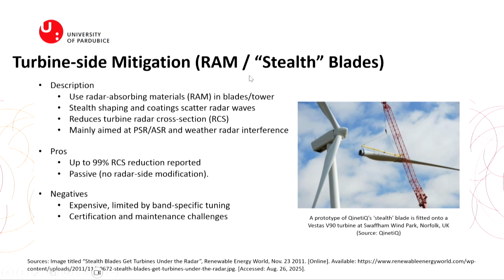So first we start with materials. It is radar absorbing materials, RAM, in blades and tower. Their shaping and coating scatter radar waves, so it does not mean that they attenuate the wave, but they scatter the wave outside to where the radar doesn't detect this signal, so you don't care that it goes outside. And this is the same principle as in a stealth airplane.